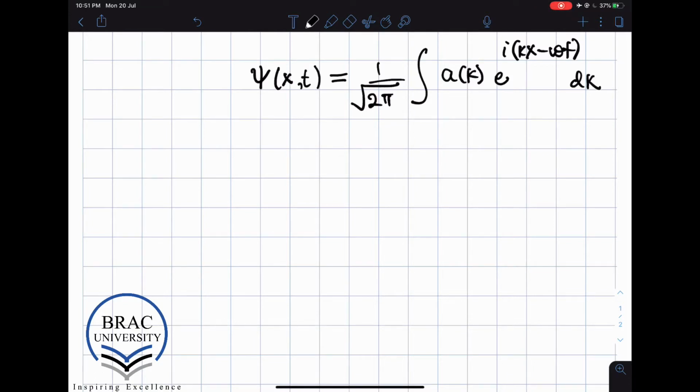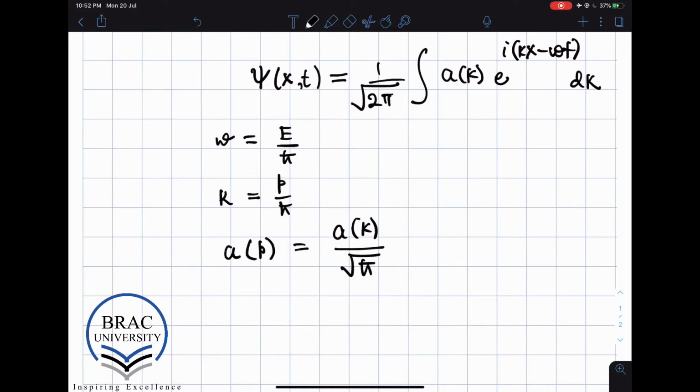Now we can introduce, instead of k and omega, energy and momentum. So we can use the formulae that omega is related to the energy in this way, and the wave number k is related to the momentum, like so. And then we can define a Fourier coefficient A, which now depends on p, to be given by the Fourier coefficient, which depends on k, divided by square root of h bar.